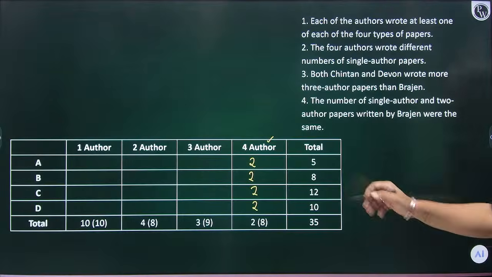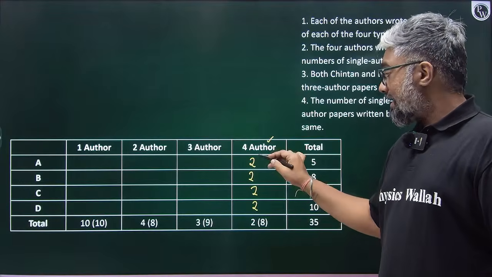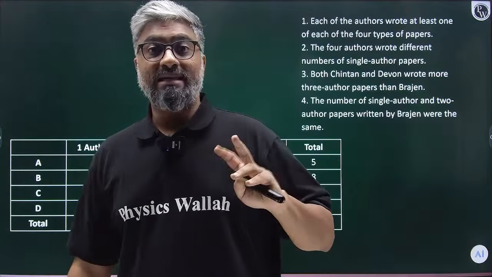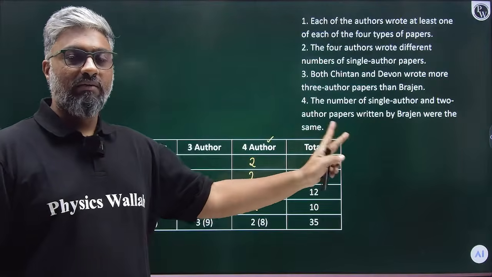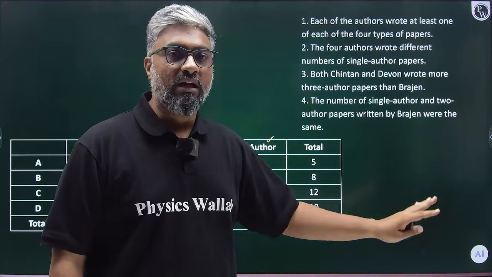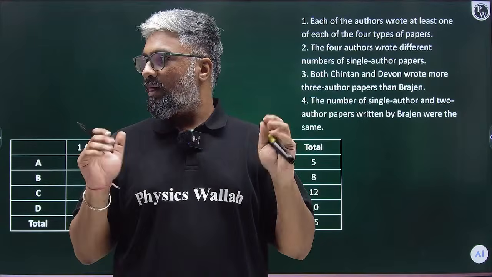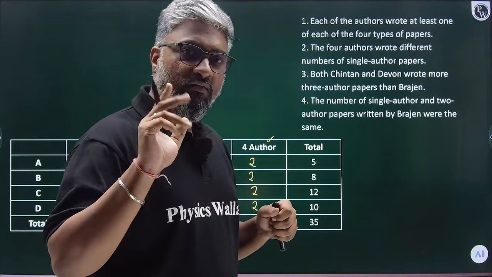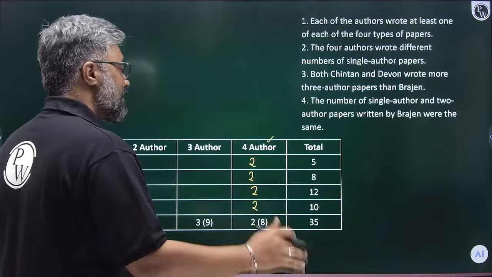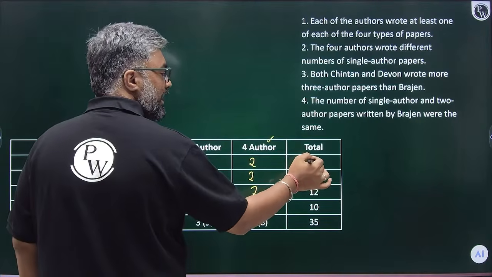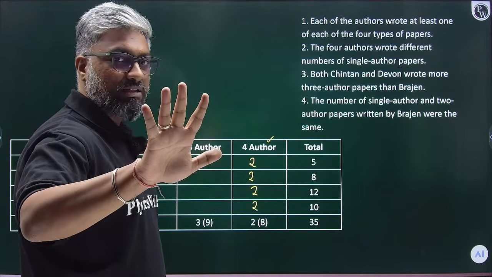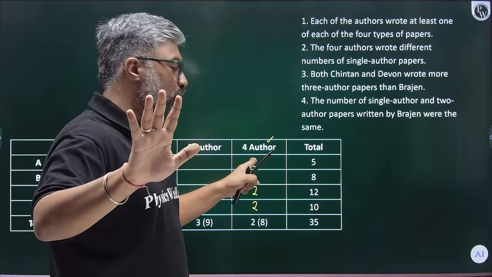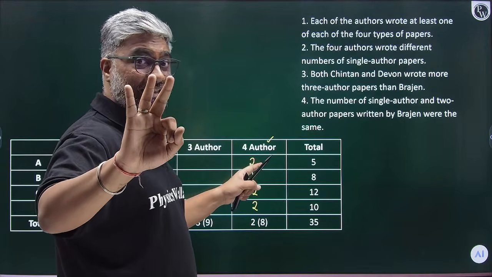Unless and until you understand this, that in 4 author papers, A will have 2 contributions, B will have 2, C will have 2, D will have 2, we might get stuck there. Perfect? Now, Athar, hold on. We have one very good clue. We know that A's total contribution is 5. A is contributed in 5 papers, correct? Out of that 5, 2 is done. That means remaining 3 papers.